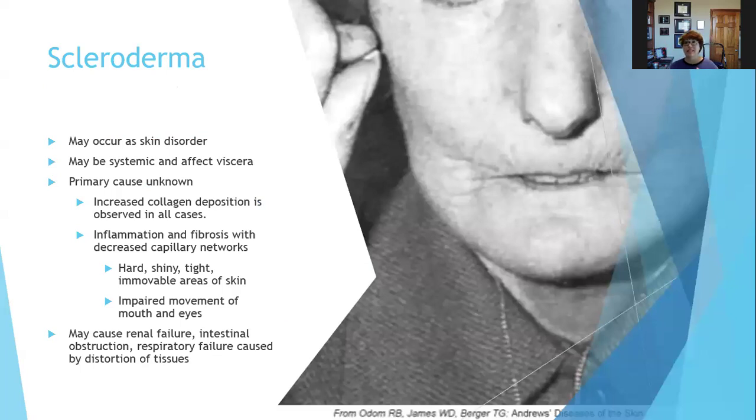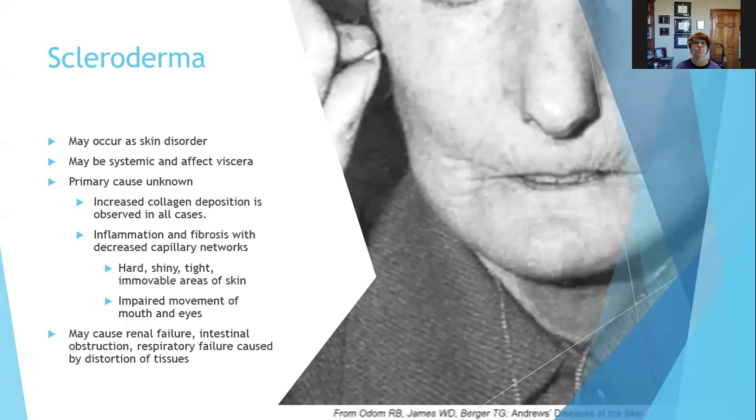Scleroderma is a systemic disorder that may manifest itself as a skin disorder. So it's systemic. It can affect your viscera, and the primary cause is unknown. So when you look at the word, sclero means hardening, and derma means skin, so hardening of the skin. There is increased collagen deposition in all cases. So they don't know what causes it, but that's the result. Inflammation and fibrosis are also present with decreased capillary networks, and it results in hard, shiny, tight, and immovable areas of the skin. That's the scleroderma part.